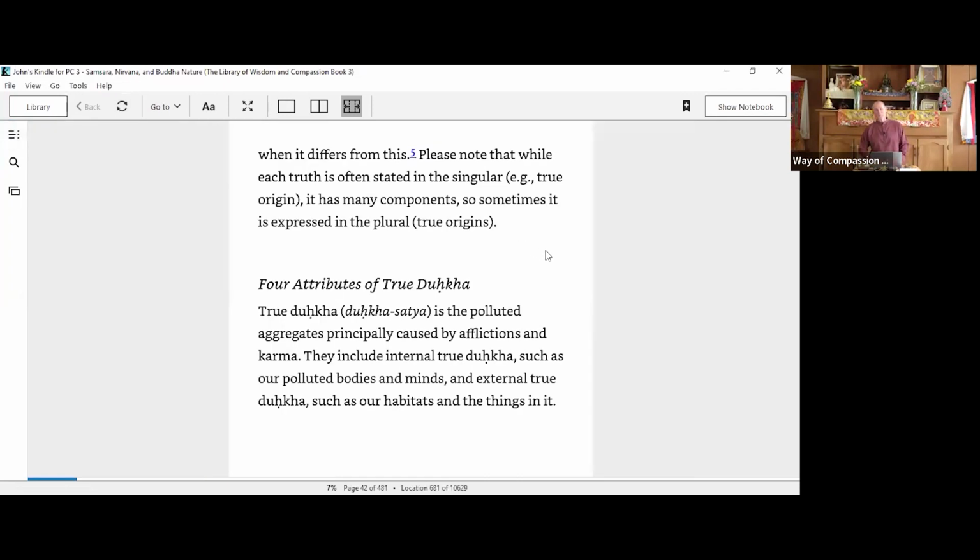So, Four Noble Truths, each with four attributes. First truth, the way that's being discussed here is the truth of dukkha. Often we hear truth of suffering, and that phrase doesn't quite capture it. Dukkha is this unsatisfactoriness.